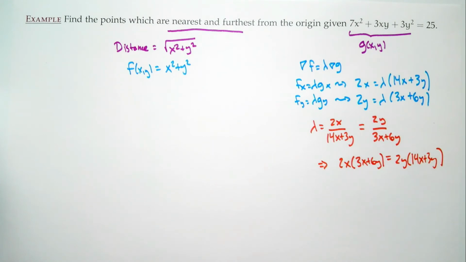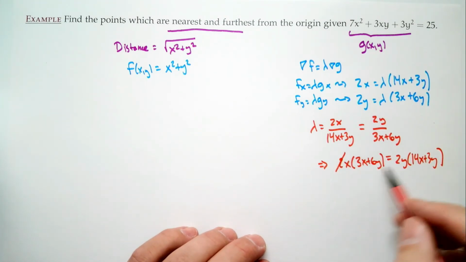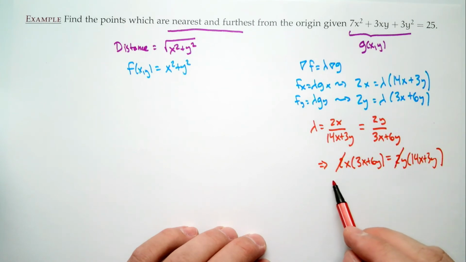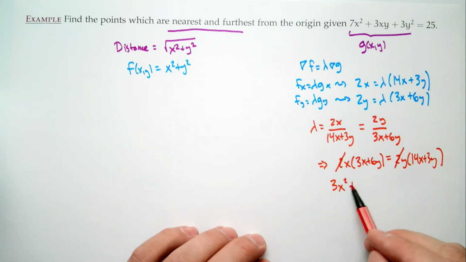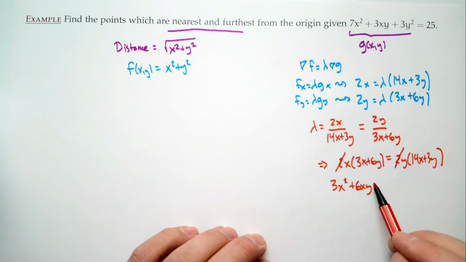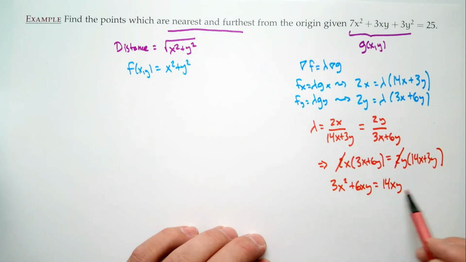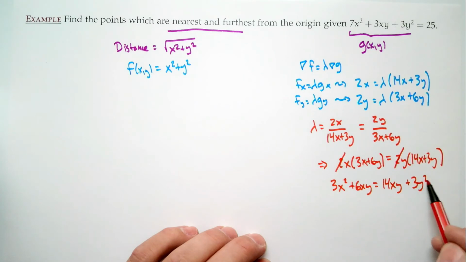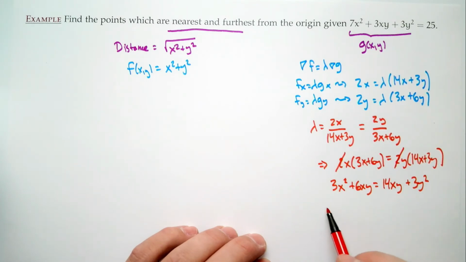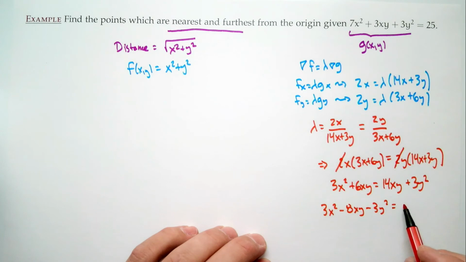Okay, well, what comes next? All right, well, certainly we can cancel off some 2's. And if we distribute, we'll get 3x squared plus 6xy is equal to 14xy plus 3y squared. So we'll move everything to one side. 3x squared minus 8xy minus 3y squared equals 0.